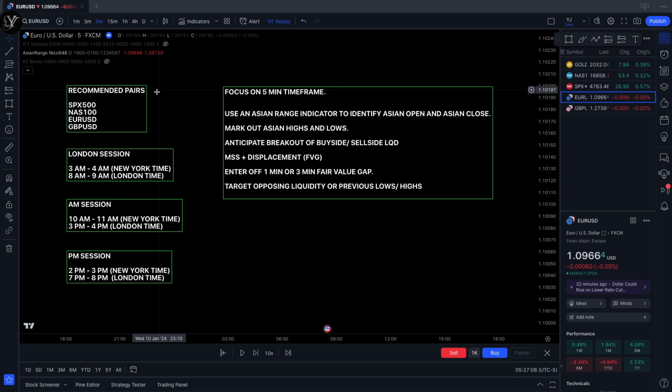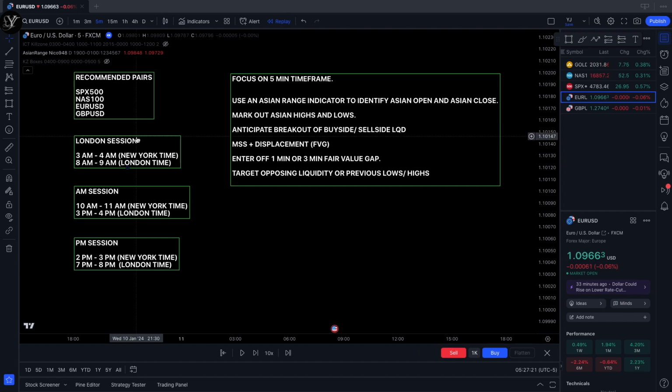For the recommended pairs, we're going to want to focus on SPX 500, NAS 100, EUR/USD, and GBP/USD, as mentioned in the previous videos. In terms of sessions, we have 3 different options. We have London session, AM session, and PM session.